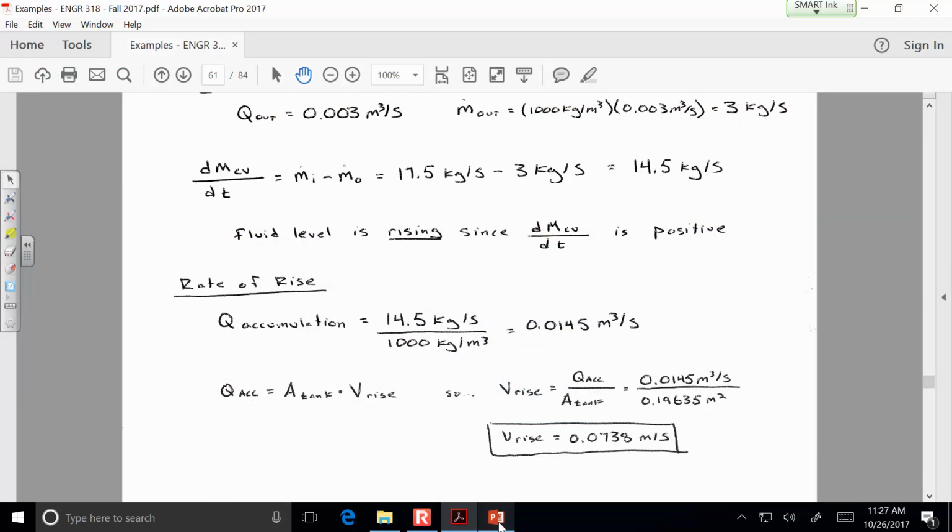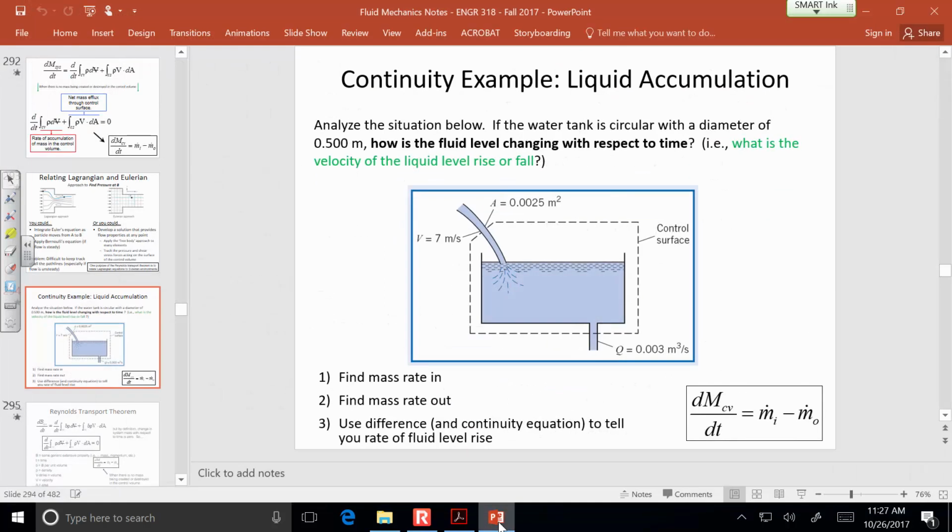Yes? So if the tank was like a cone, how would you apply the equation to that? If it was a cone, then we could calculate the velocity that it's rising at a given instant, if we knew the cross-sectional area at this moment of time. But if we wanted to find out what's happening over time, we'd need an equation that relates the diameter to a certain depth to be able to describe that more than just a given instant.